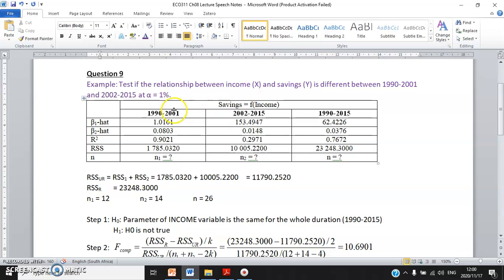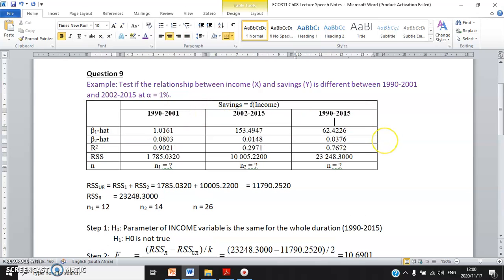So the full period is 1990 to 2015. If I really run the regression for the whole period by assuming the slope parameter is the same, then we call this the restricted regression. Okay, keep that in mind. But if I rather decide to run the regression twice, one for each sub-period, then we call them unrestricted regression. So this is the first one from 1990 to 2001, and this is the second one from 2002.